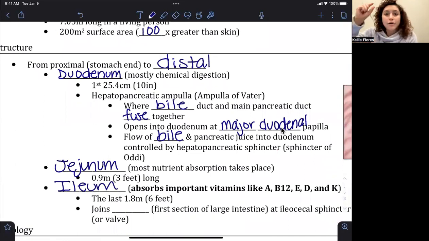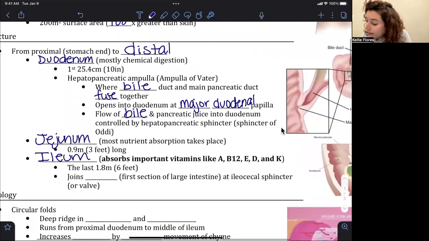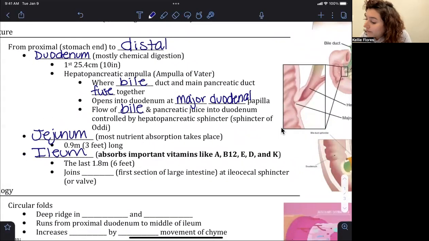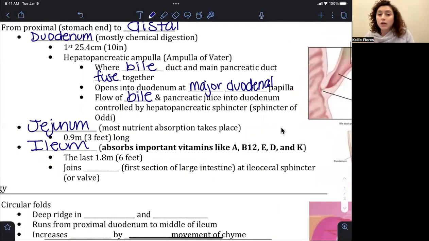So that's where our acronym DJI comes from, for helping organize your thoughts of the small intestine order. The last part of the small intestine is called the ileum, and it absorbs most important vitamins like vitamin A, B12, folate, vitamin E, D, and K. It's the last 6 feet. So it's like the longest part of the small intestine. And this section leads to the large intestine.